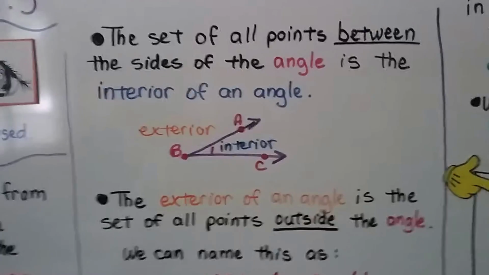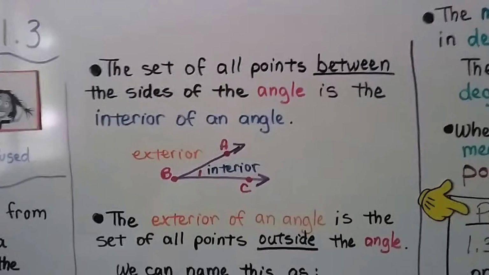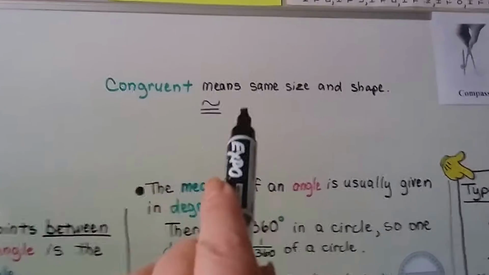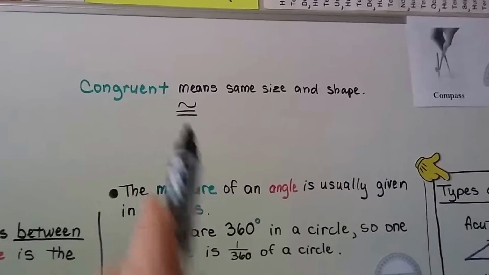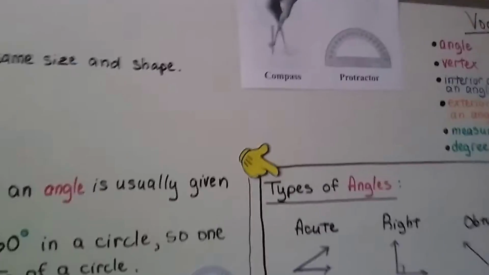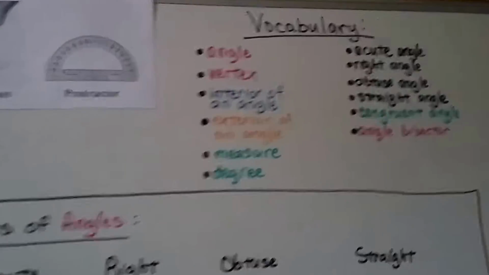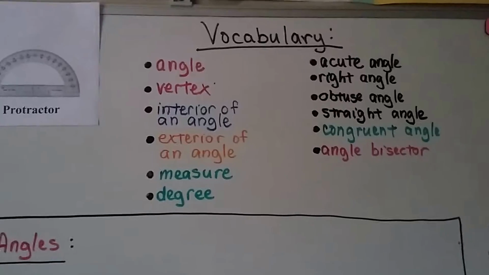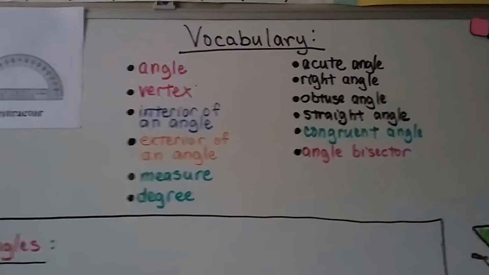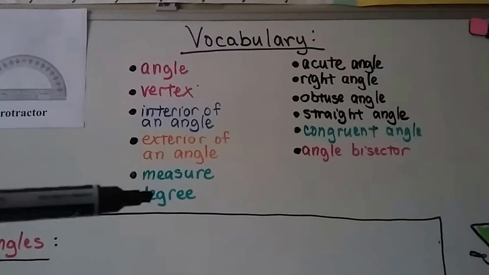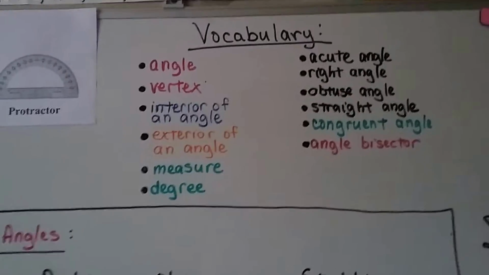Okay? So we've started gathering some vocabulary words here. I want you to remember that congruent means same size and shape, and that's the symbol for congruent. I want you to remember that that's a compass, that's a protractor, and these are the vocabulary words that we're going to be using in this video. Okay? So we're up to here right now. We're at exterior of an angle, and we're going to continue on and talk about these.